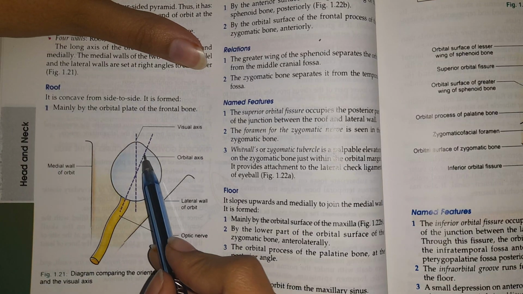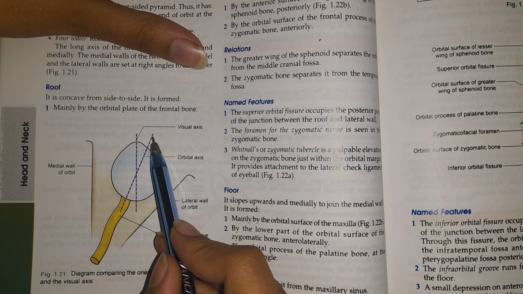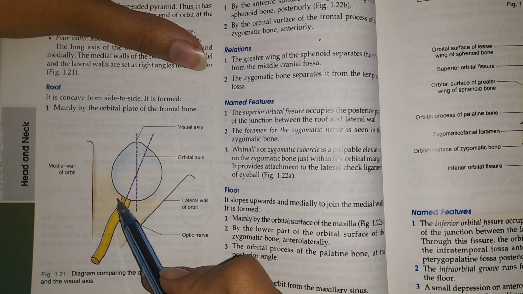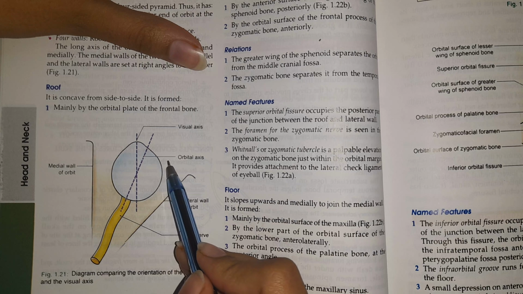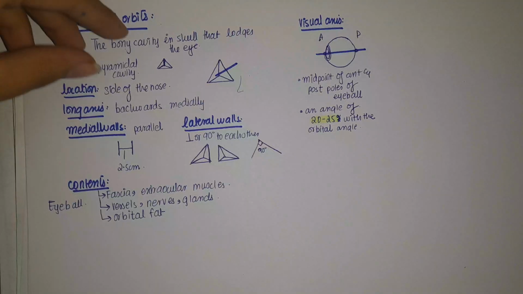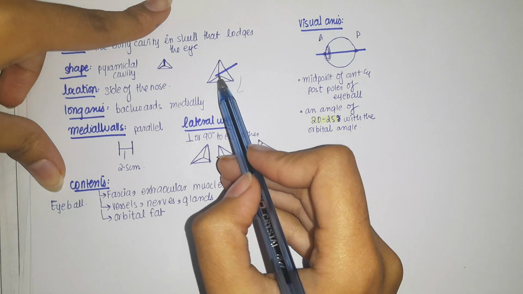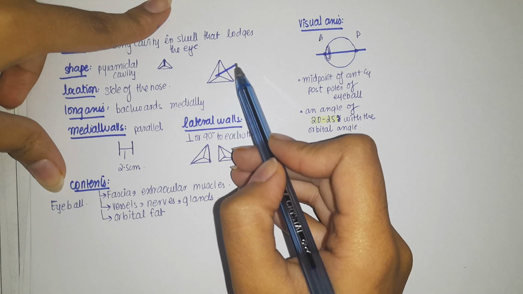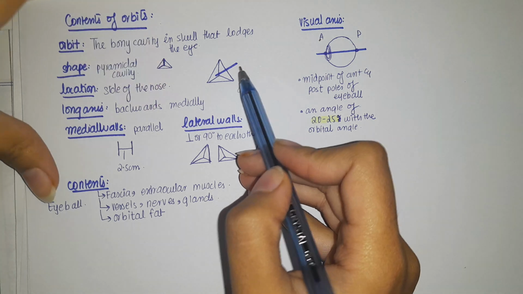So now you can see this line, it is the orbital axis, and it is going to pass backwards and a little bit medially. So this orbital axis is passing backwards and medially. Also, I have shown over here that this orbital axis is passing backwards and medially. So this is the nose, and this is going backwards and towards the nasal side.